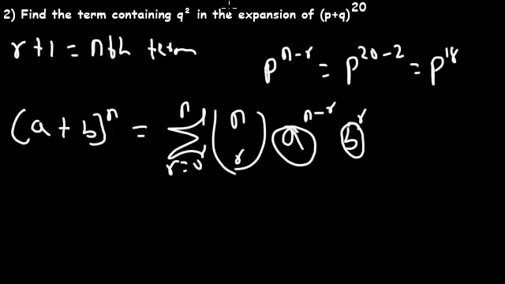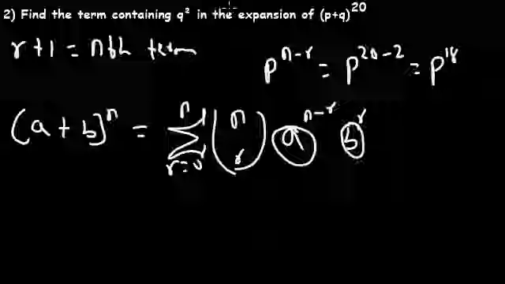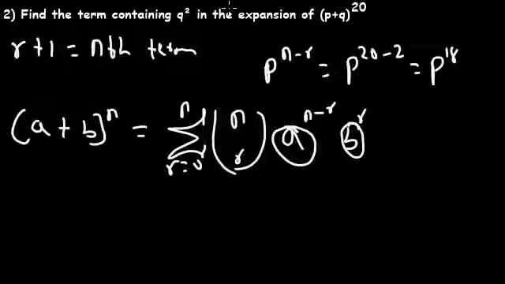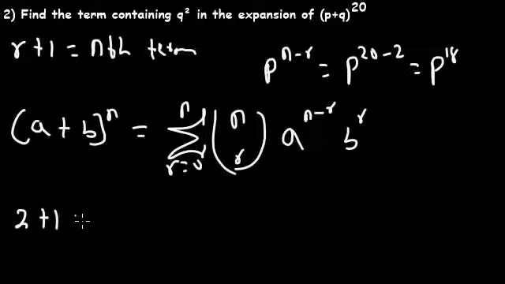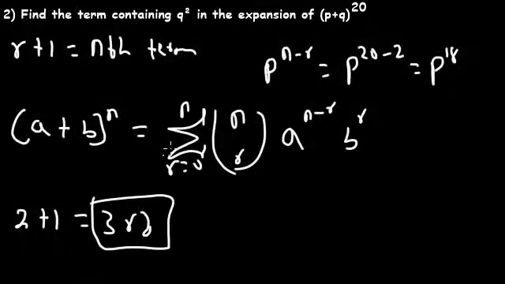So that's the logic. As the power of a, the first term, is decreasing by 1, the power of b, the second term, will be increasing by 1. And eventually their sum will give us the value of n. So whichever power you see with b is the value of r. Whichever power you see with a is the value of n minus r. Are we together? So therefore, our r is equal to 2 in this case. And with that, we can clearly say that the term that has q squared is the 2 plus 1 term, which is 3. So the third term will have q squared.